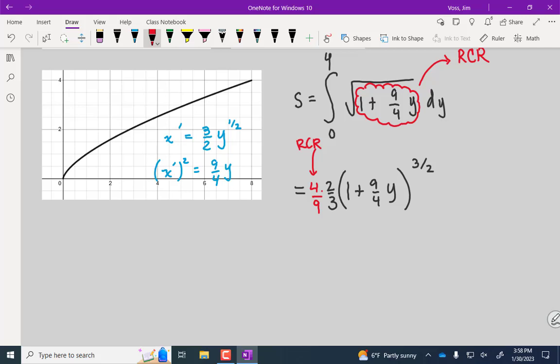If you were differentiating this quantity, the derivative of that is just 9/4, so it's not that interesting. So reverse chain rule, if it's linear, you just divide by the derivative of that quantity. So we're going to divide by 9/4, which means multiply by 4/9. And our limits of integration are 0 to 4. So we'll plug in those.